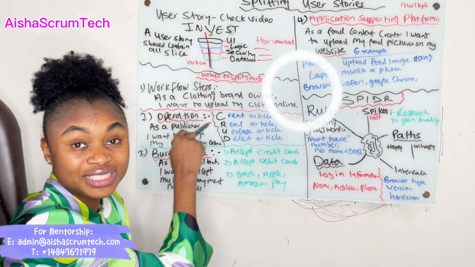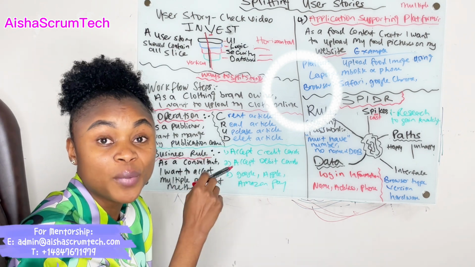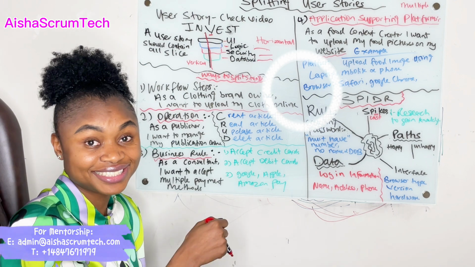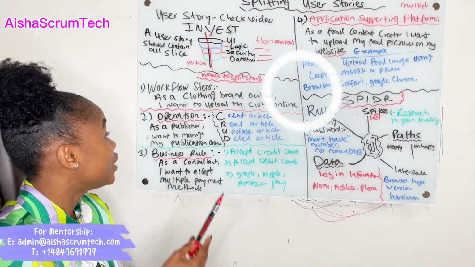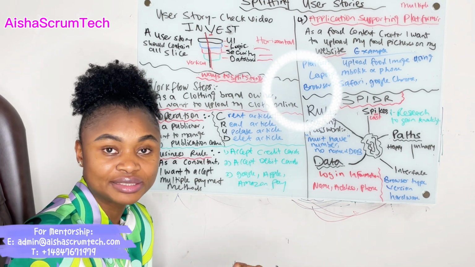So in order for us to ensure we do all of this, there's a lot of techniques we can use, but we always encourage for the user story to be vertically sliced. All right, so now I have different techniques on my board on ways how we can split a user story.